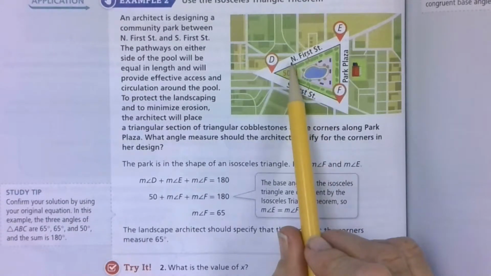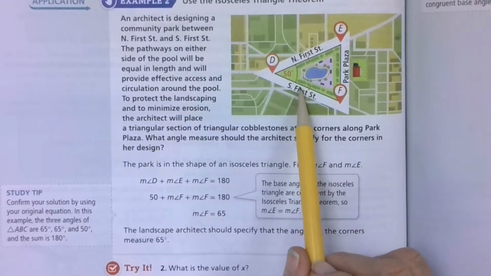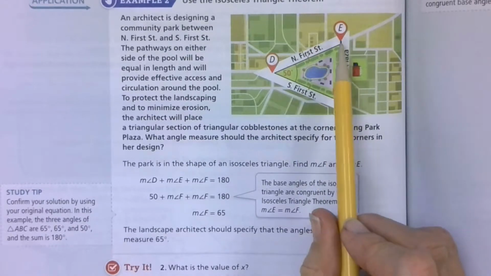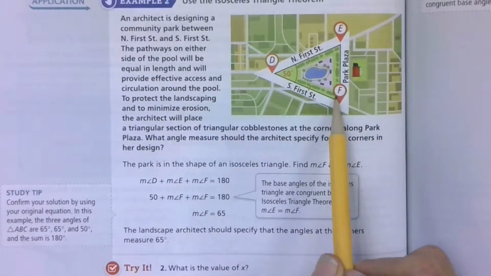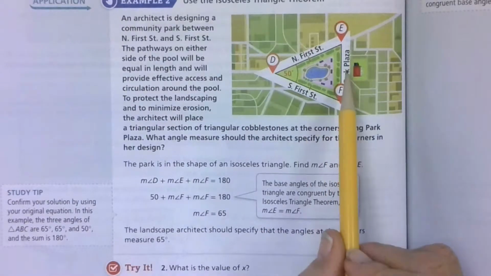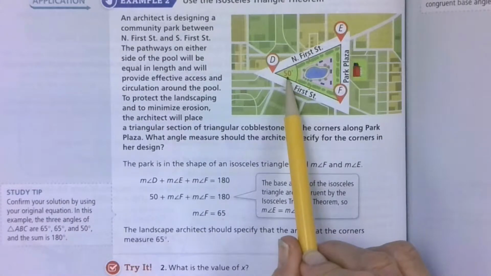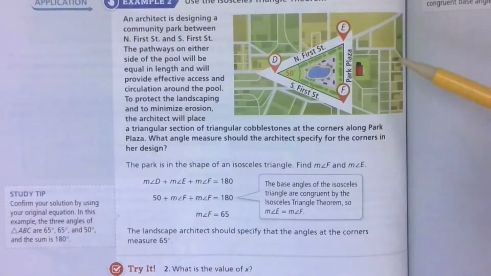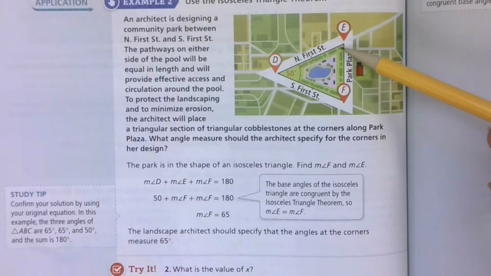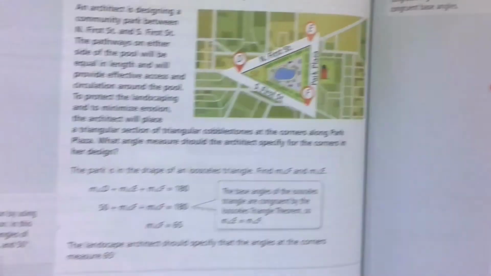Well, if North First Street and South First Street are congruent, then we know angle E and angle F are congruent. So I take my triangle angle sum theorem, all of these together equal 180, subtract 50, I'm left with 130, and I take that 130 degrees and divide it evenly between these two. Each angle is 65 degrees.